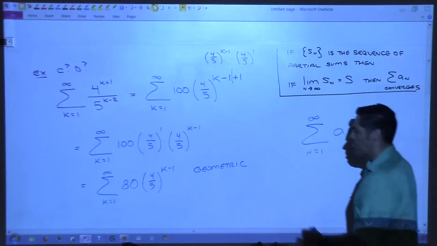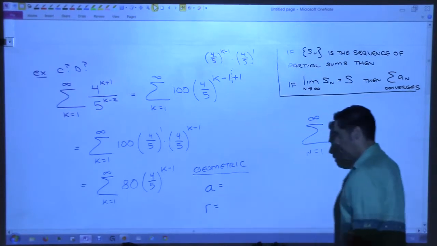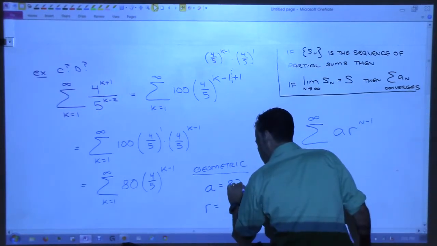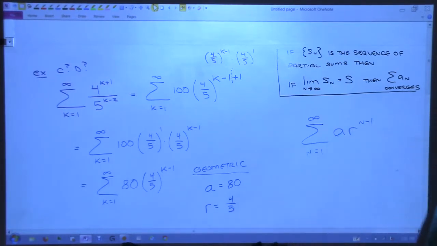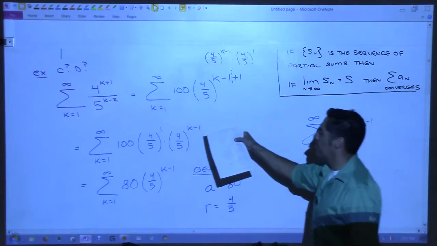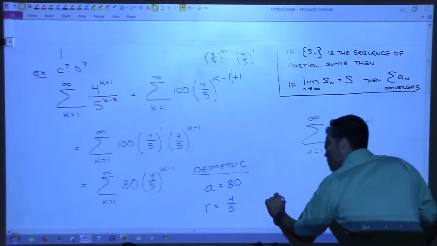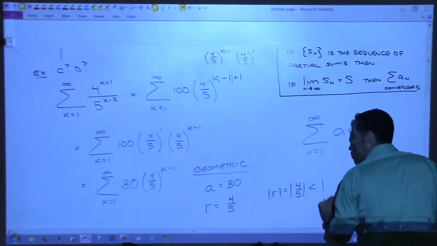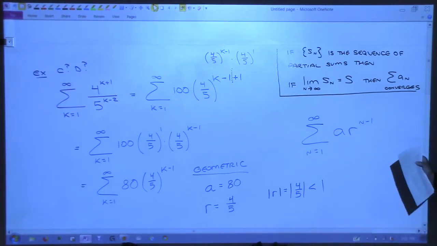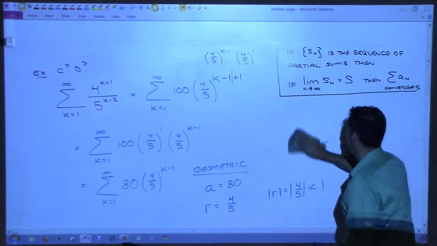And because it's geometric, all I have to do is identify what A is and what R is. Can you tell me what A is? 80. Can you tell me what R is? 4/5. Now, what is the test that we do according to your sheet when you have a geometric series? Check the absolute value of R. Okay? Now, in our case, the absolute value of R is the absolute value of 4/5, which is definitely less than 1, right? And if the absolute value of R is less than 1, then this thing does what? It converges.